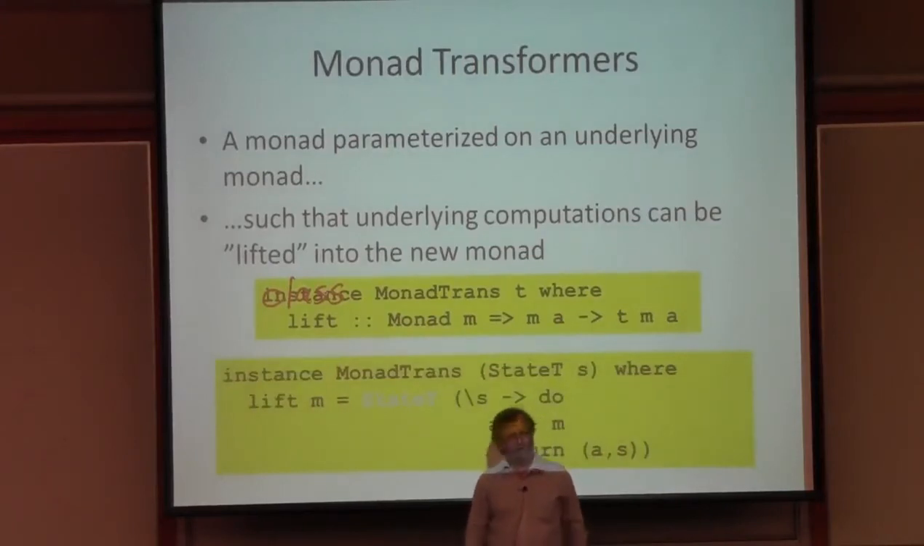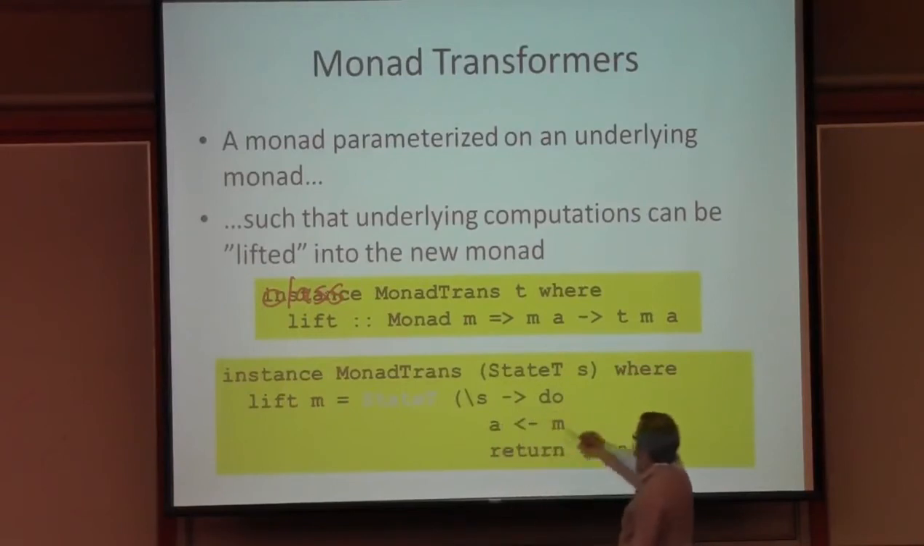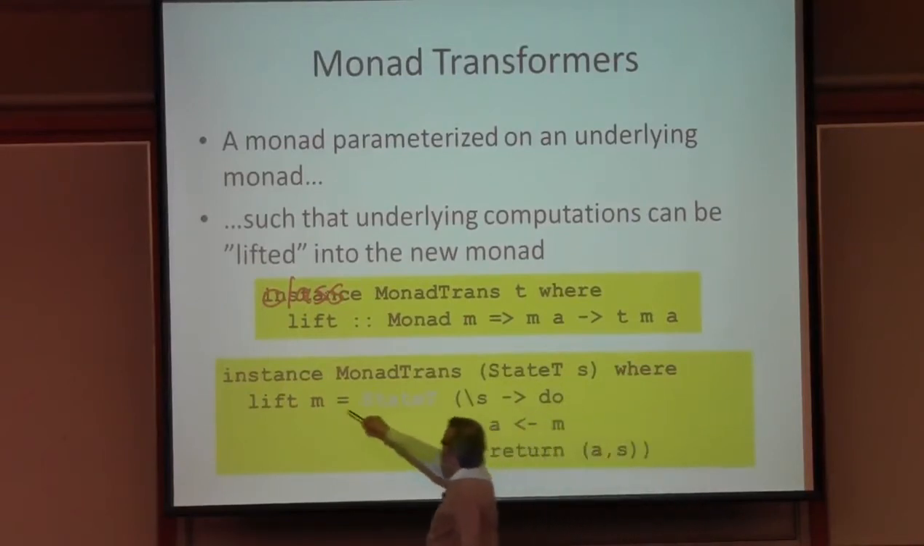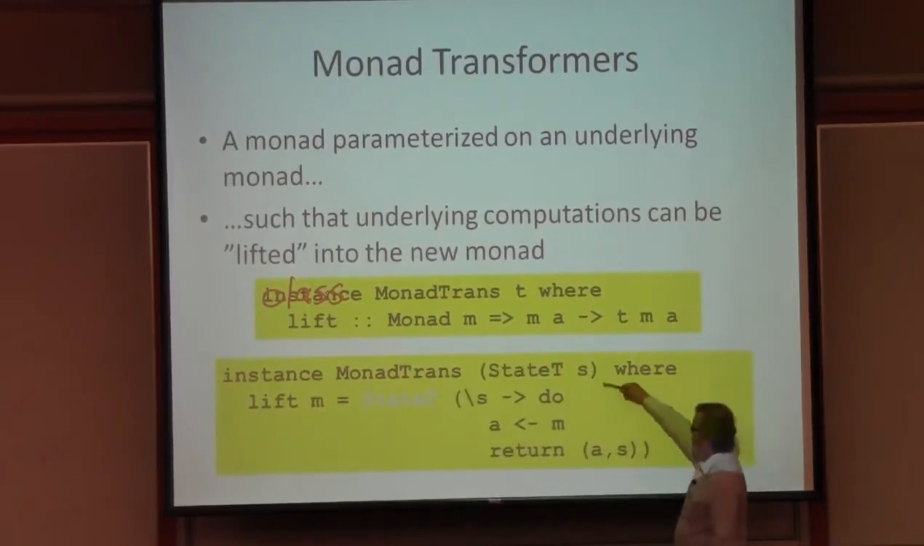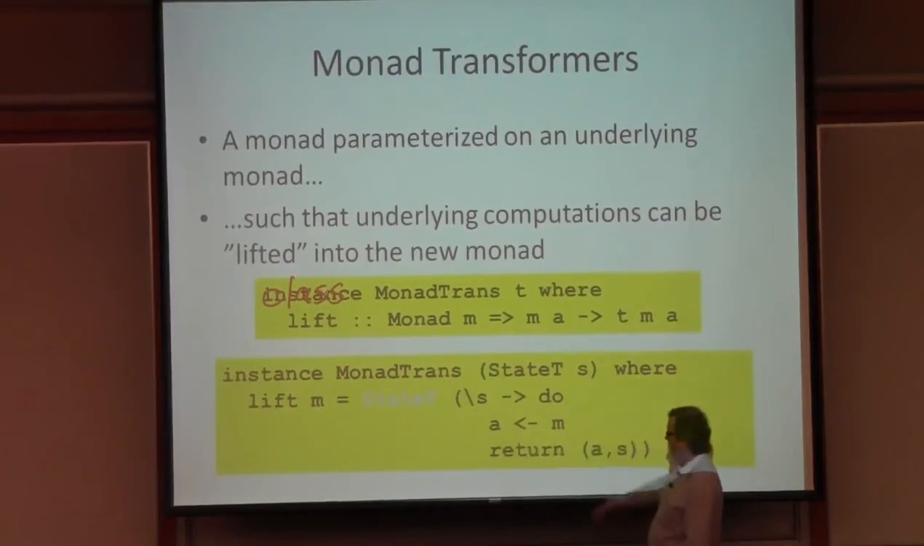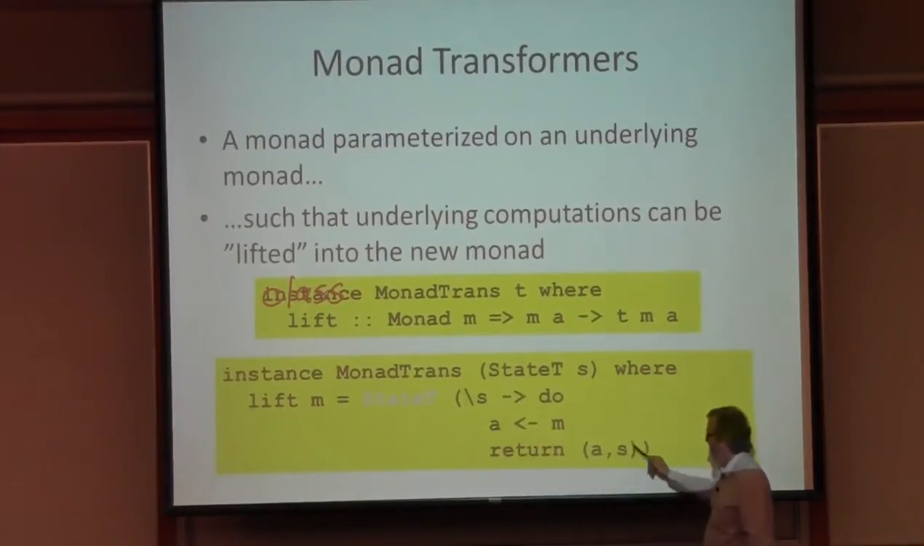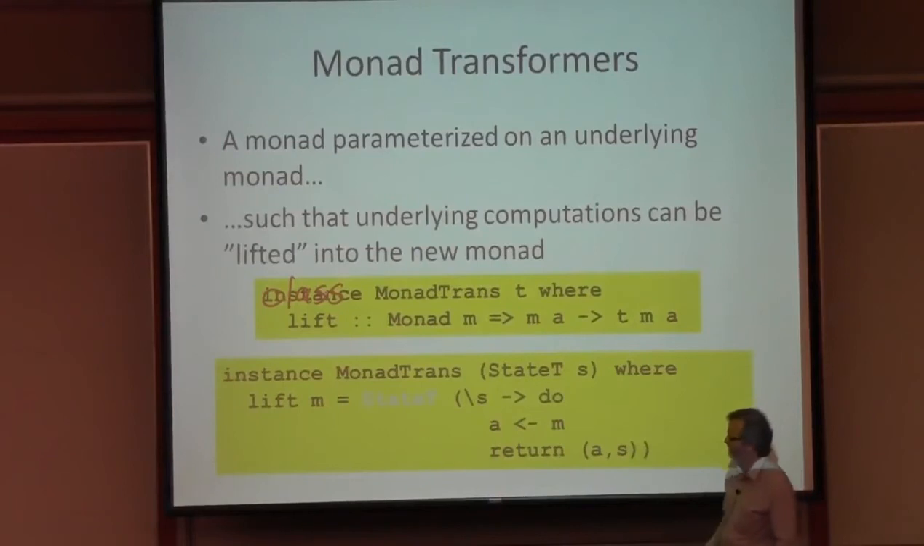Can we do that for this state monad transformer? Yes, sure. If we're given a monad M computation, then we can turn that into a stateful computation just by taking the original state and then simply performing M. But all we have to do is take the result of M and see to it that we pair that up with an unchanged state before we return it.